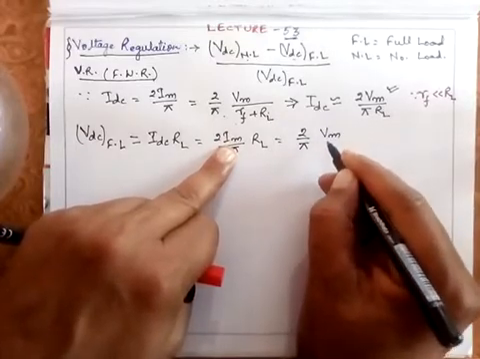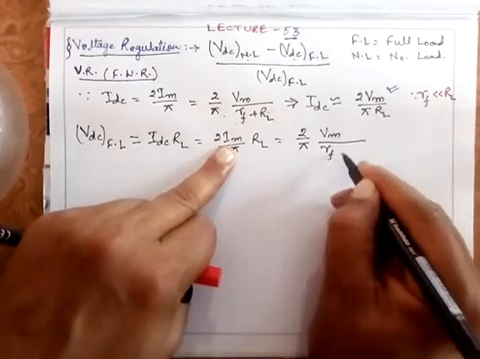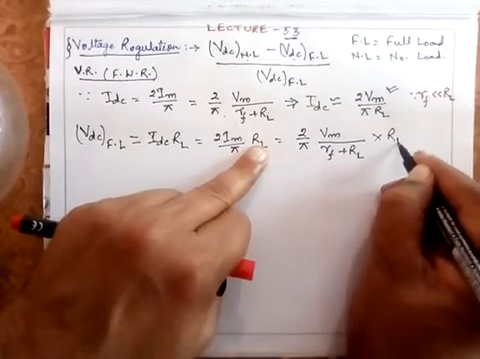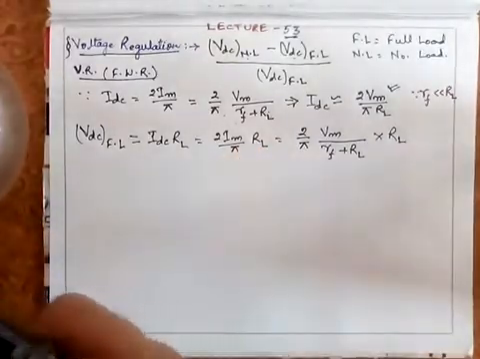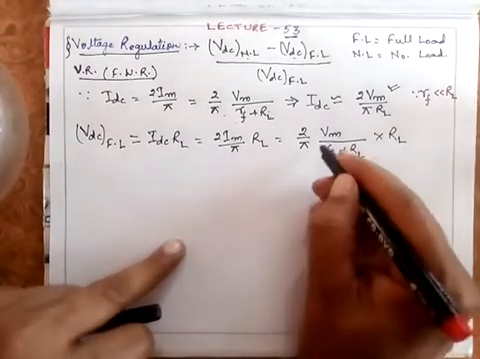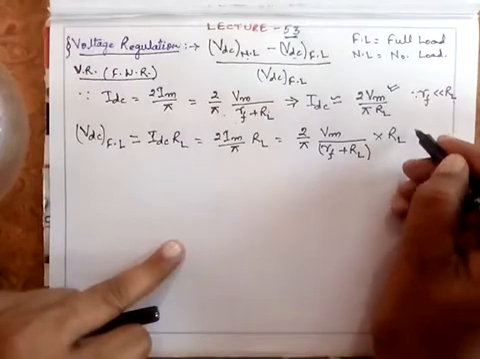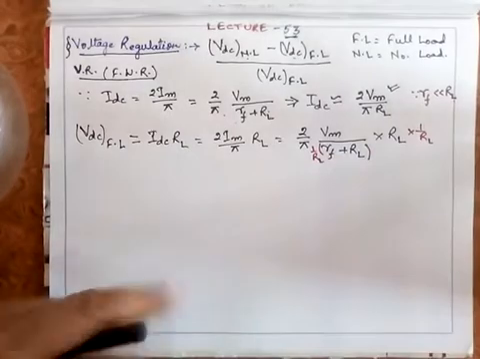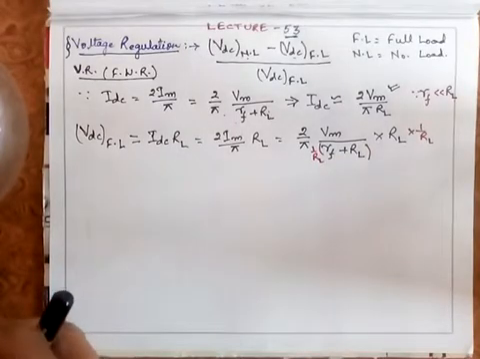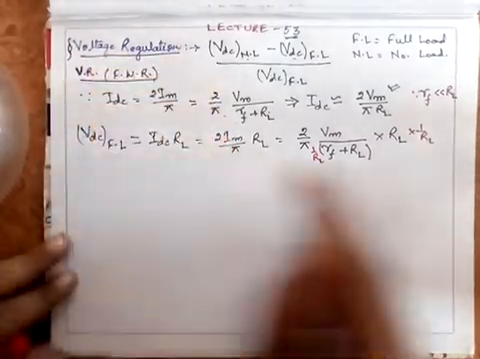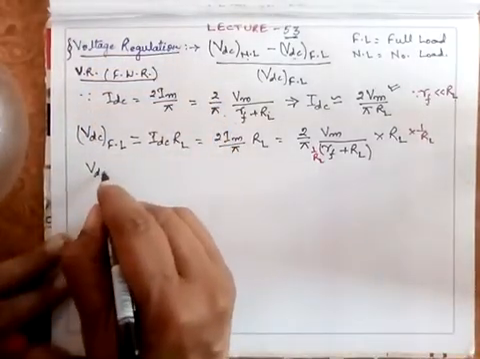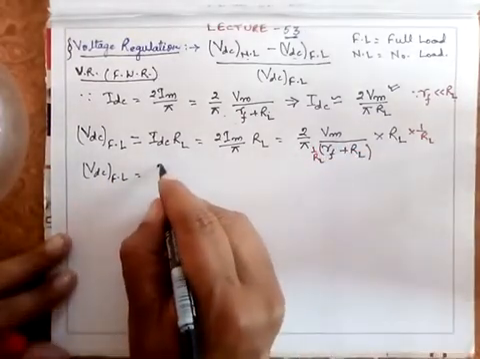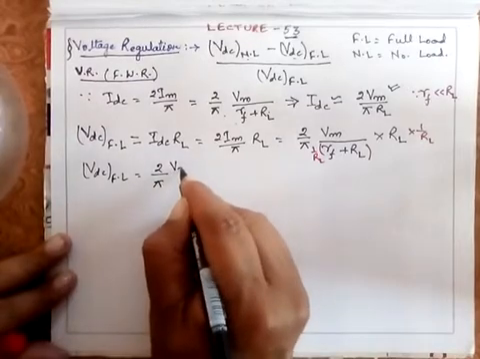Vm upon Rf plus RL, and of course this RL is here. Now all I do, one mathematical manipulation that I do here, that is I multiply both sides, numerator and denominator, by 1 by RL. That is I do 1 by RL here and 1 by RL here also. So I can say that this VDC under full load condition is equal to 2 upon pi into Vm is already there.